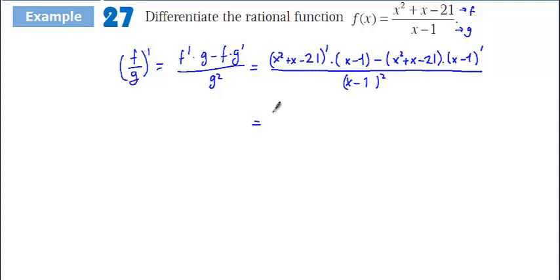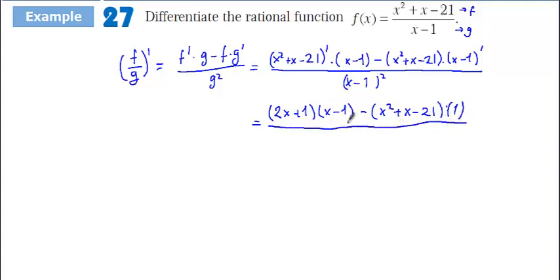Okay, then the derivative of this expression is going to be equal to 2x plus 1, minus 21 derivative is equal to 0. That's why I'm not writing it anymore. Over x minus 1, it's going to be minus x squared plus x minus 21. It's going to be same. We are going to rewrite that one again. x minus 21 times x minus 1 derivative, it's going to be equal to 1 minus 0, there is no more, right? So times 1 it's going to be, and all over here x minus 1 squared.